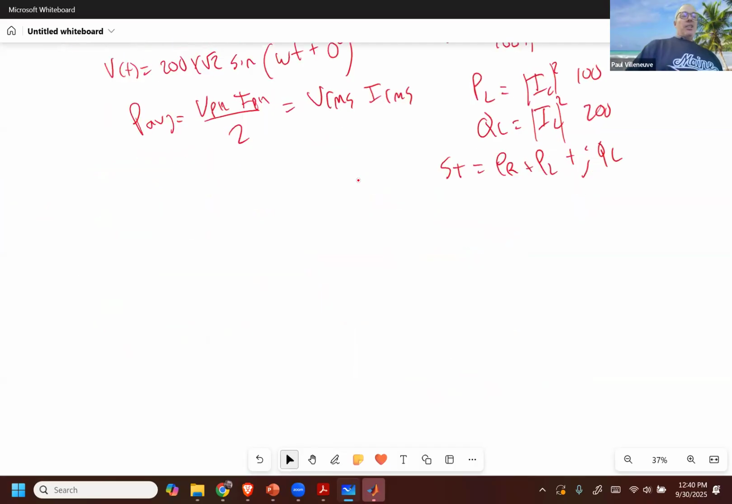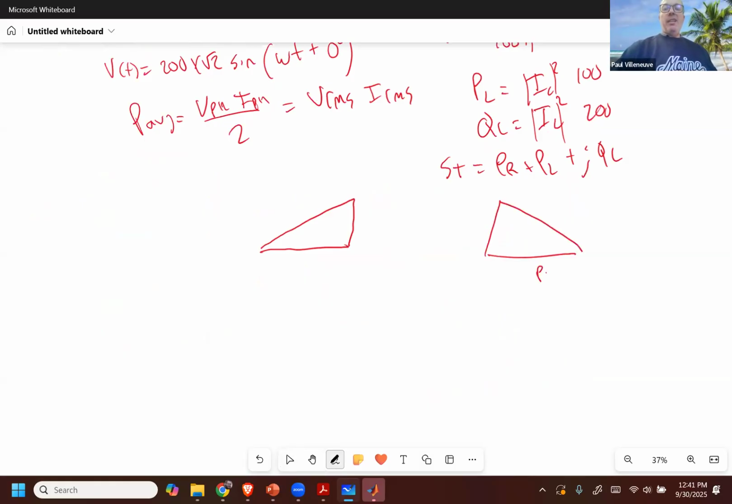Now, I was surprised a lot of people struggled with the power triangle. The power is always real. Some people had the power triangle going that way, which means P is equal to a negative number. You're going from the origin to the left. Power is always positive, so you have to go from the origin to the right. So this is P total, QL, and that's S total.